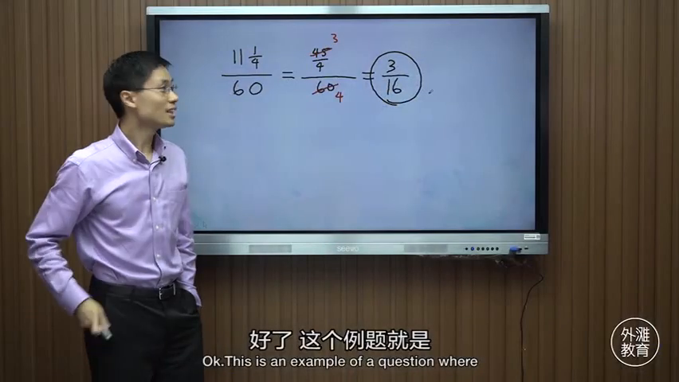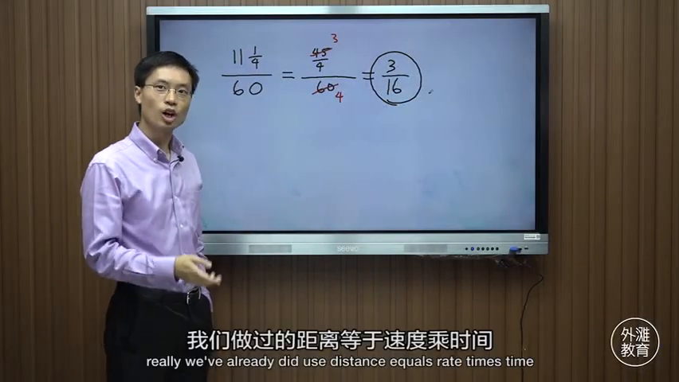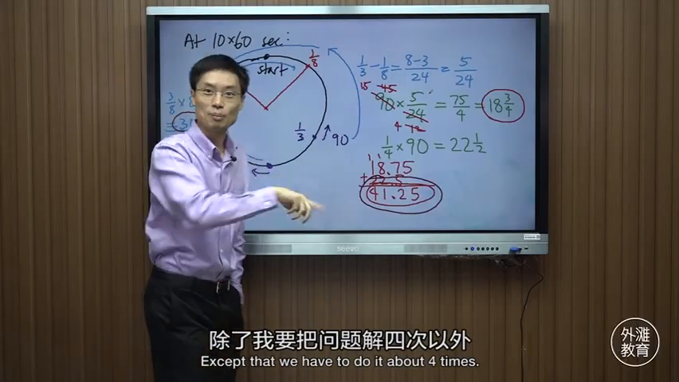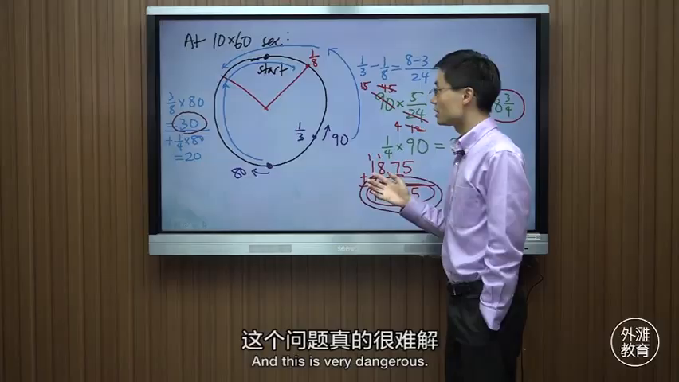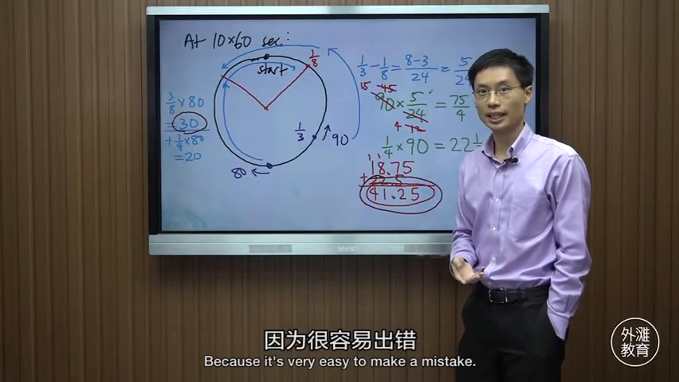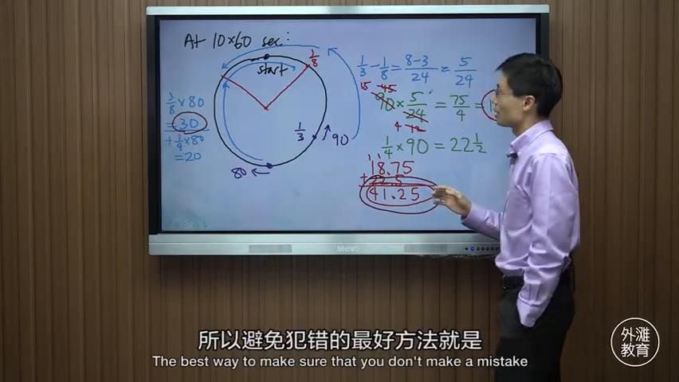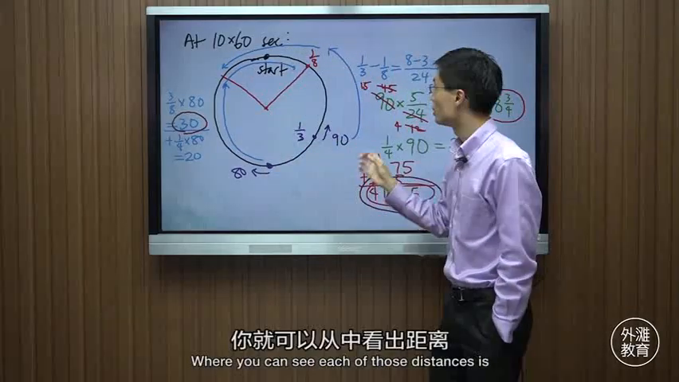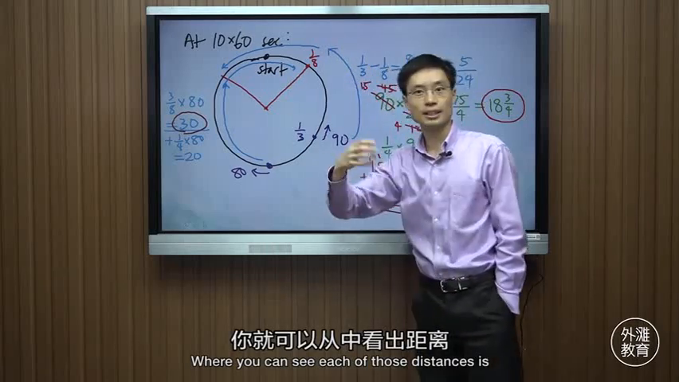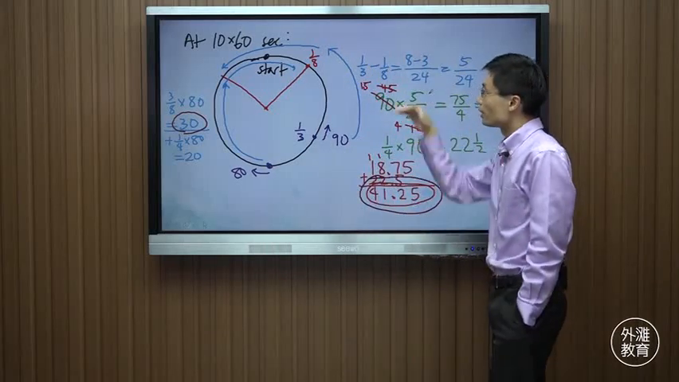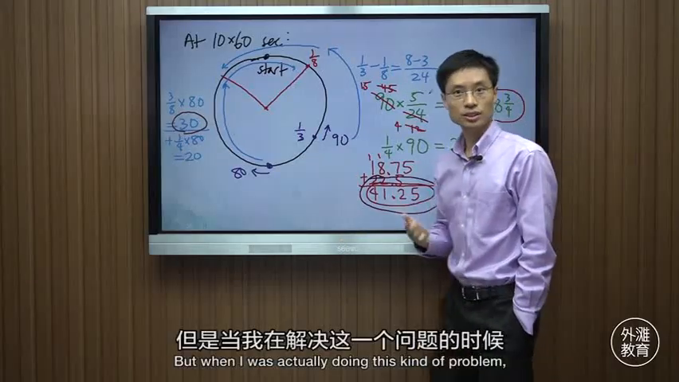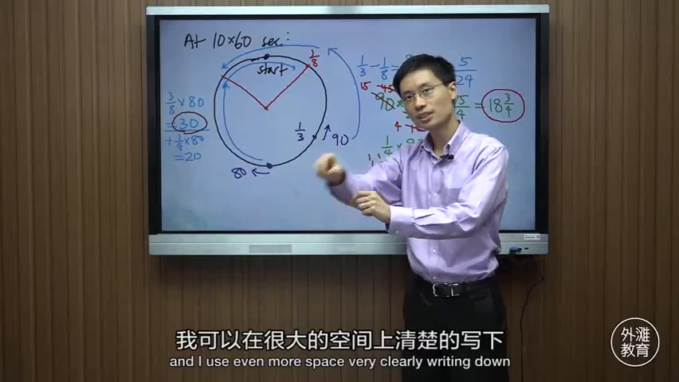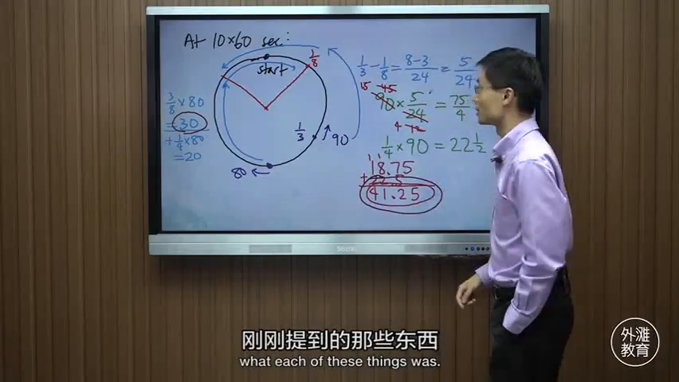Okay, this is an example of a question where really all we did is use distance equals rate times time, except that we had to do it about 4 times. And this is very dangerous because it's very easy to make a mistake. The best way to make sure you don't make a mistake is perhaps to draw some sort of a diagram and label the diagram in a way where you can see what each of those distances is, what each of those times is. Here I was doing it on a board. When I was actually doing this problem, I used a piece of paper and I used even more space, very clearly writing down what each of these things was.